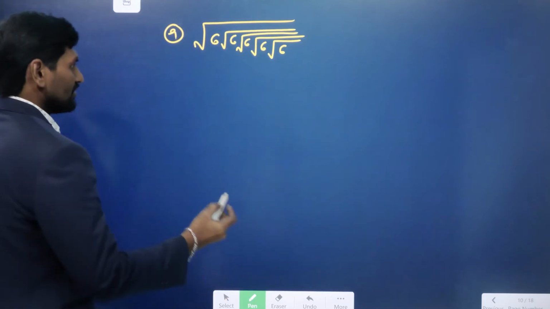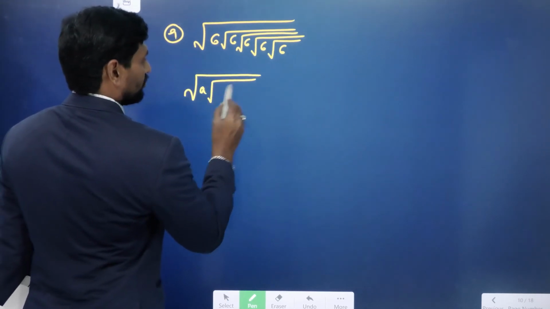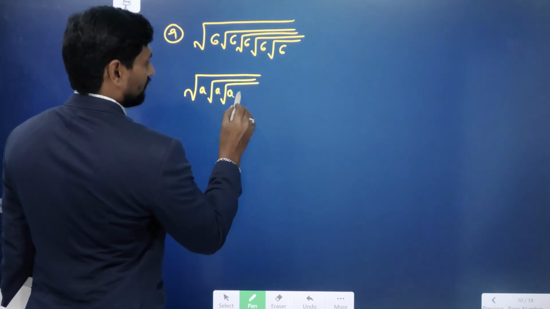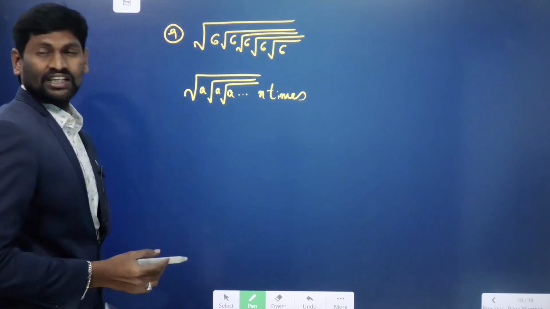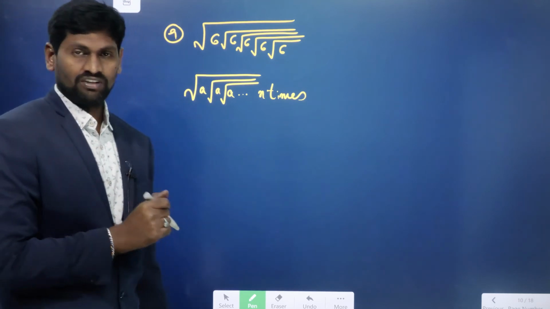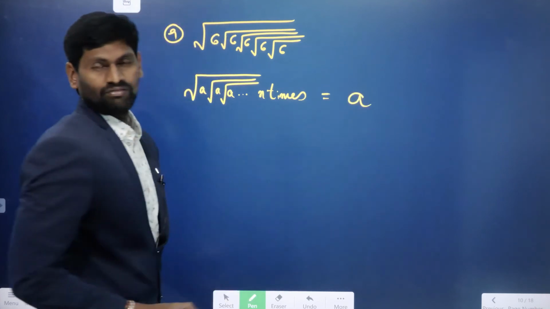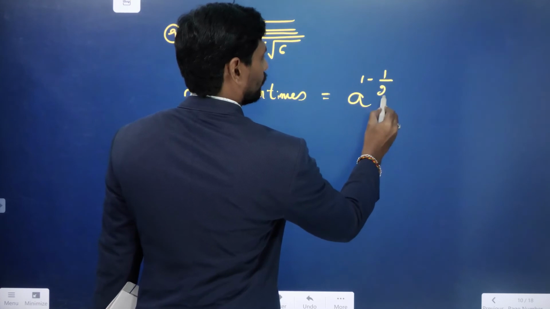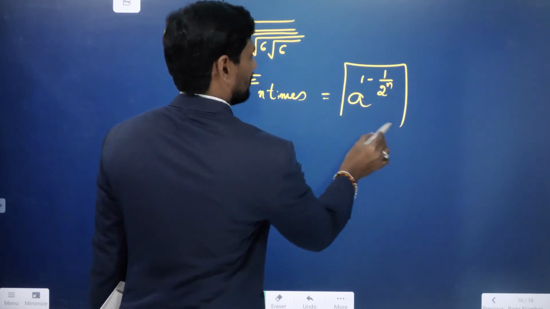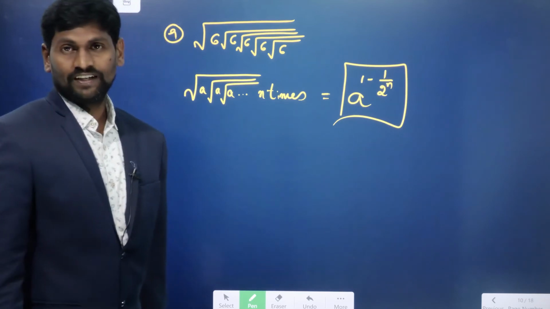For this we have a formula: square root of a into square root of a into square root of a, and so on. If you have n times like this, n can be 100 times or 200 times, whatever, then you will have a power 1 minus 1 by 2 power n. This is the formula.